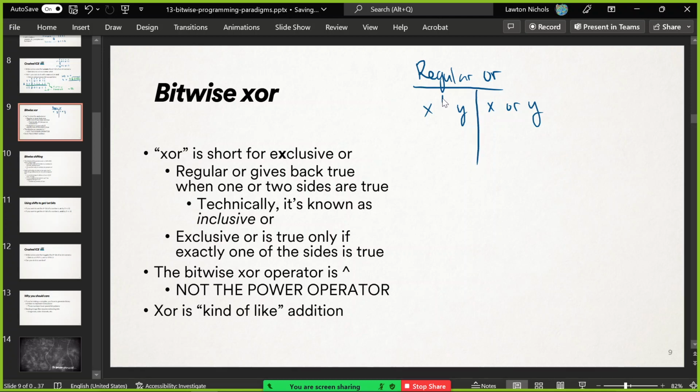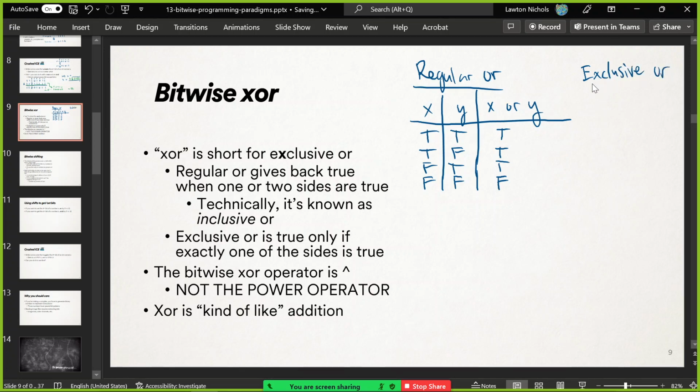Here's the truth table. If you OR together two trues, you get true. Anything with a true in it, in fact: true, false, false, true. Those are all true. The only time you get false with a regular OR is if both of your inputs were false. That's the only time you end up with the false at the end. Exclusive OR works like this. Let me make some room for myself.